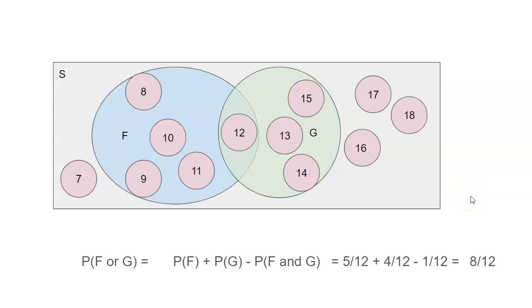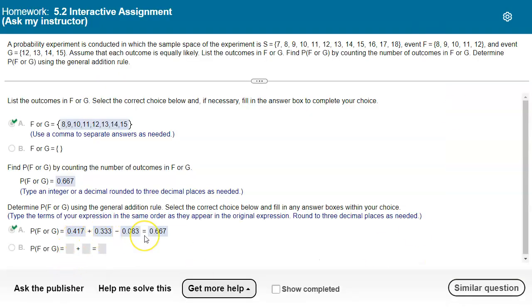So in general, what this general addition rule does is it takes into account any overlapping space that we may have duplicated when we find just the probability of F and we add to it the probability of G. Notice we have to subtract one case of duplicating whatever is in the intersection of these two sets. Back to the MyMathLab problem, all you're asked to do is round those values to decimals, 3 decimal places as needed. But again, we come up with the same answer that we had when we just counted the number of outcomes in F or G.